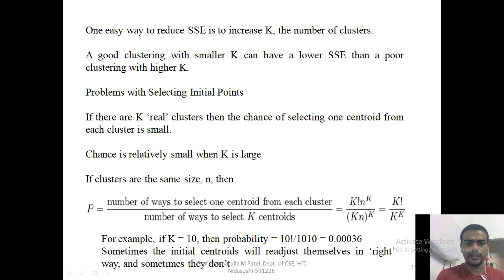So p is equal to the number of ways to select one centroid from each cluster divided by the number of ways to select k centroids. That is k factorial divided by k raised to k. For example, if you take k equal to 10, then what is the probability? 10 factorial divided by 10^10 is 0.0036. Sometimes the initial centroids will adjust themselves in the right way, or sometimes they do not.